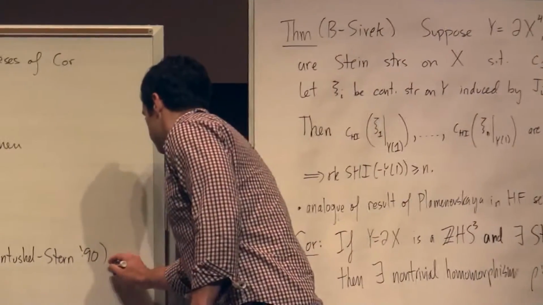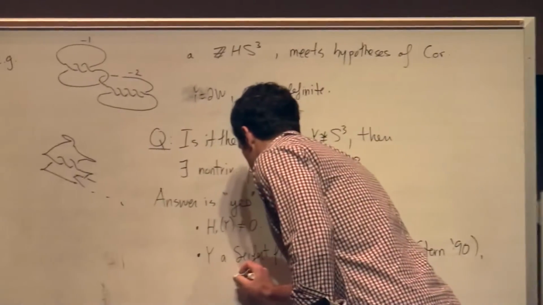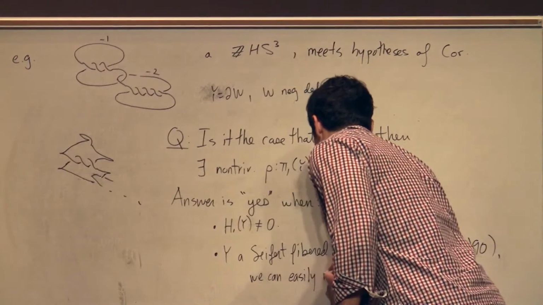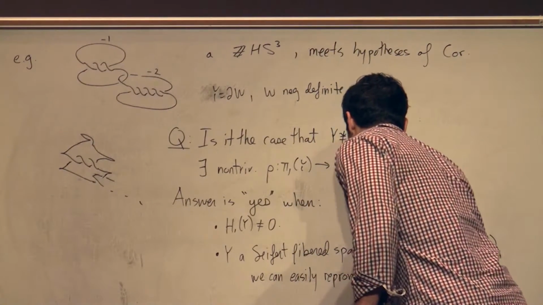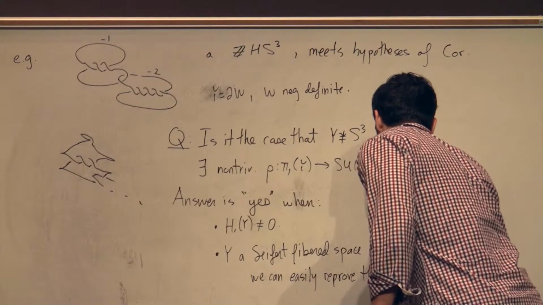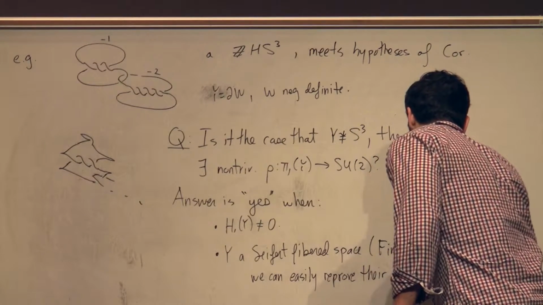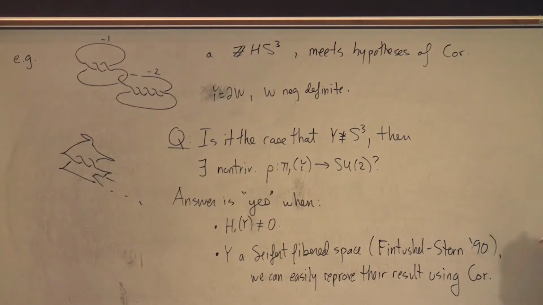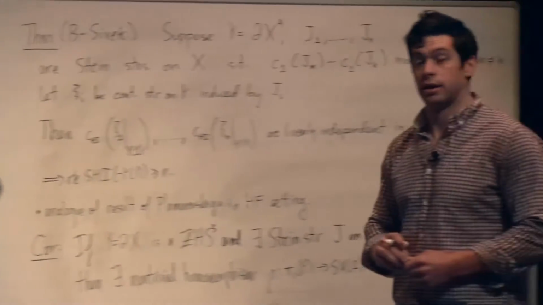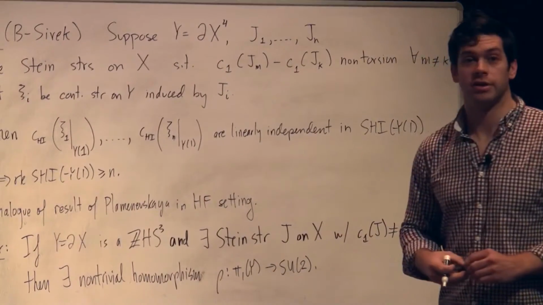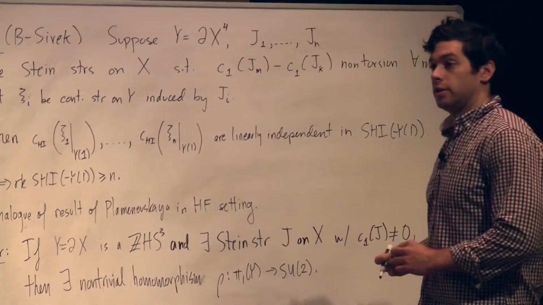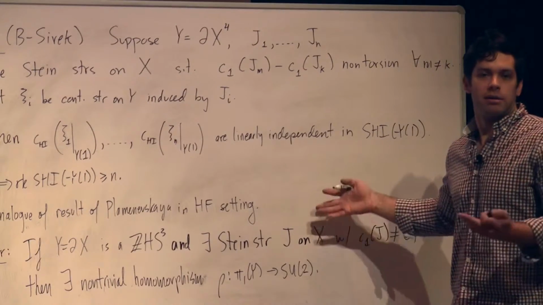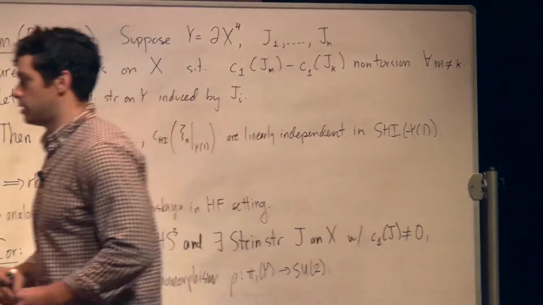And actually, one thing that's interesting is that we can easily reproduce, reprove their result using our corollary. If you have an integer homology Seifert fibered space, and it's not Sigma(2,3,5) or Sigma(2,3,7), then you can very easily show that the conditions here are met. So it follows immediately.